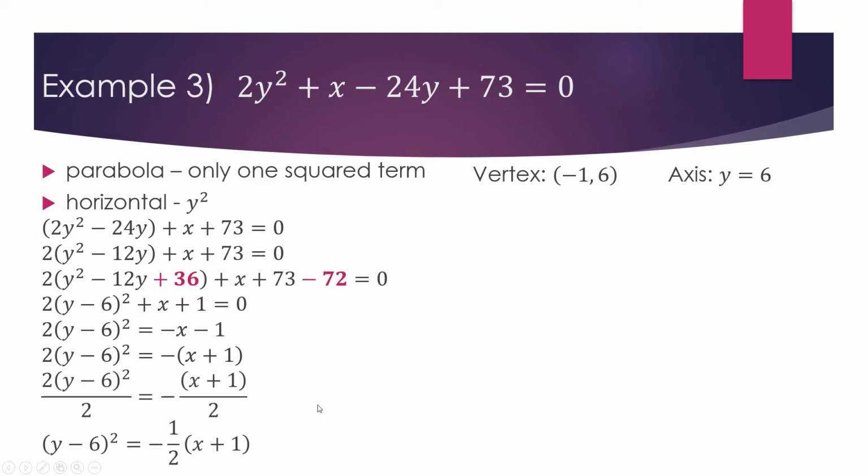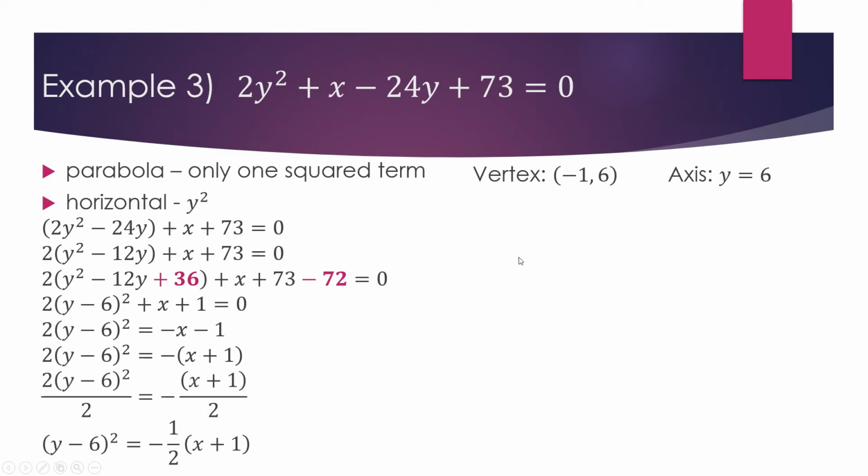Our vertex is going to be at negative 1, 6. Make sure you bring the x coordinate first. Because this is a horizontal parabola, your axis of symmetry is going to be a horizontal line, and it's going to start with y equals, and it'll equal the y coordinate of your vertex, so y equals 6.